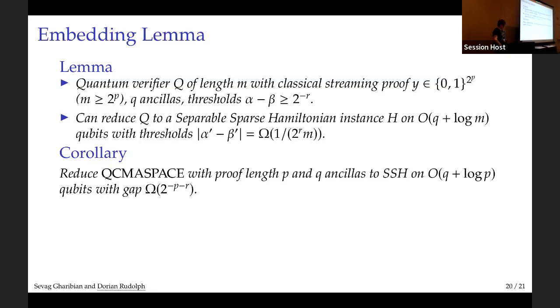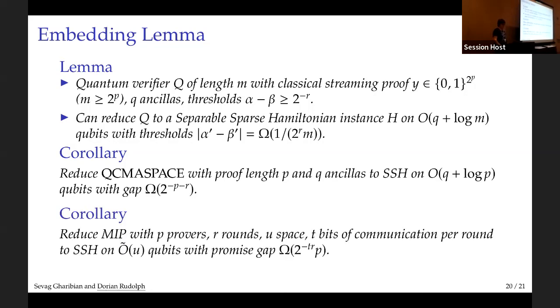And from this, we get the corollary that we can reduce QCMA space with proof length P and Q ancillas to a separate sparse Hamiltonian problem, and again with a gap of 2 to the minus P minus R. Another corollary, okay.